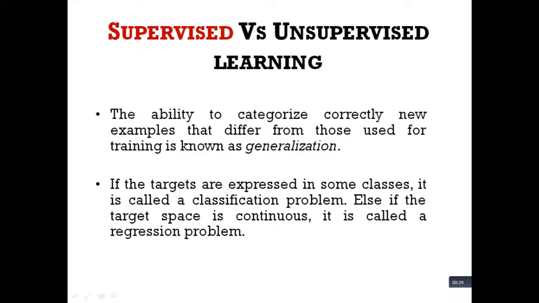The ability to categorize correctly new examples that differ from those used for training is known as generalization. If the targets are expressed in some classes, it is called a classification problem. Else, if the target space is continuous, it is called a regression problem.